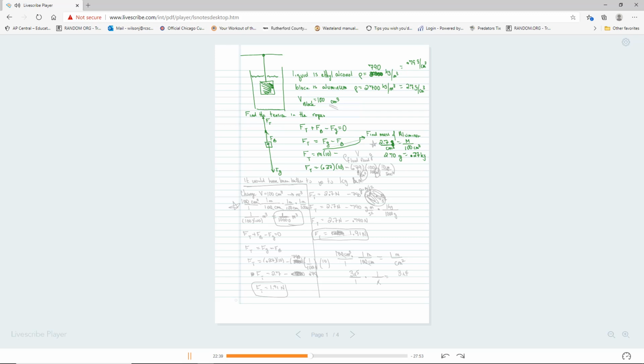All right, now what about buoyant force? What's the buoyant force? It's the density of the fluid, the volume of the fluid, and gravity. So the density of our fluid is 0.79. Our volume of our fluid is 100. And then this is 10 meters per second squared.